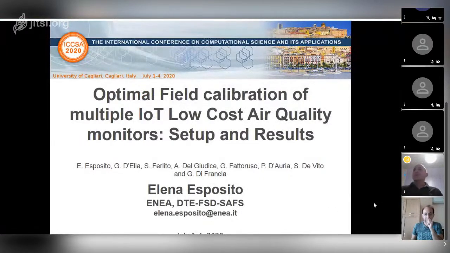So in this presentation, I will talk about a field validation experiment of an IoT system based on air quality multi-sensor devices. An experiment that has been carried out in a mobile mode. That means 4 multi-sensor devices have been co-located with an air quality mobile regulatory analyzer. But I will clarify this during the presentation.